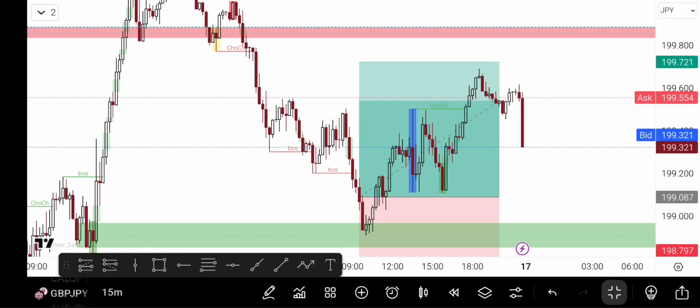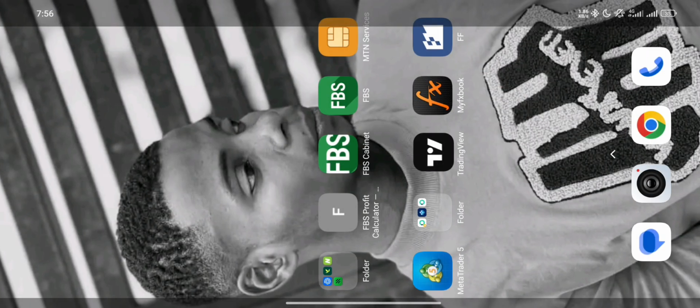So this is where I came out. This is where I closed my trade. I closed the trade in profit here. I'll show you my MT5. I closed my trade in profit. That was yesterday.